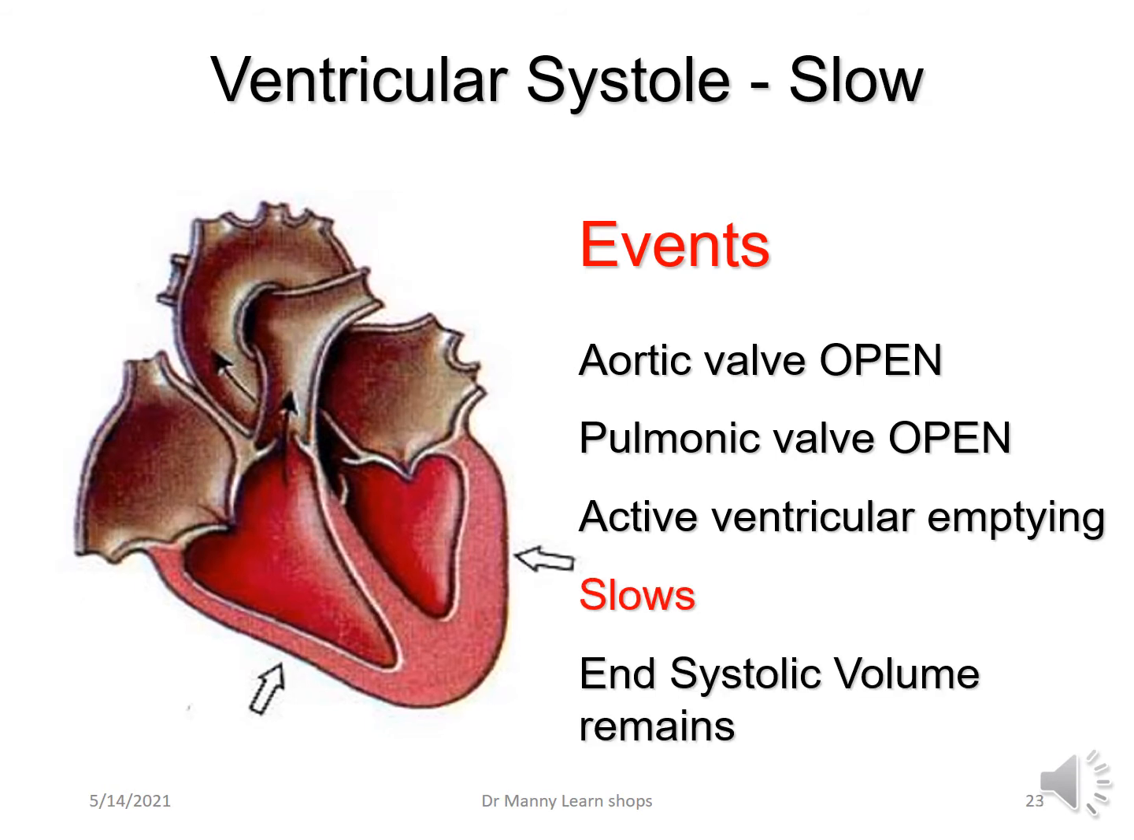Then you've got ventricular systole, which is a little bit slower. The events that occur here are that the aortic valve and pulmonic valves are both open. You've still got active ventricular emptying, but it's a little bit slower. Whatever remains in the ventricles at the end of this phase is referred to as the end systolic volume, because the heart isn't ever empty of blood, it still has blood in it. If it was empty, it would be full of air, and that would result in a problem.